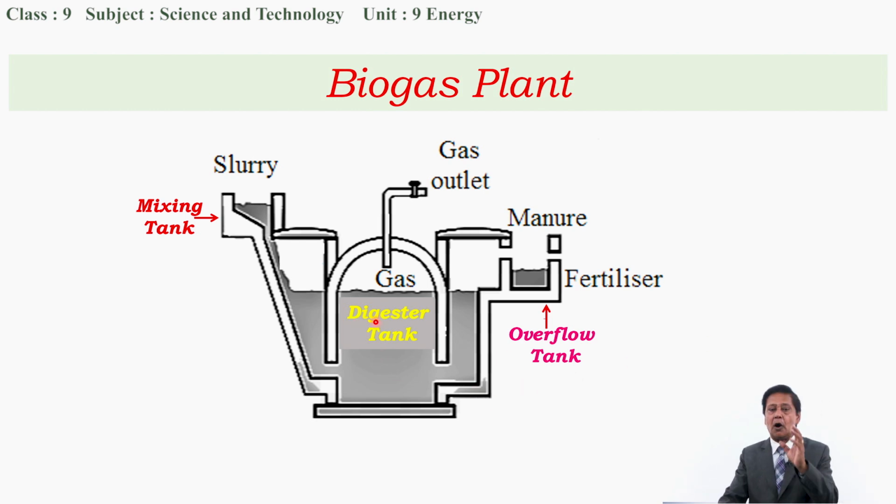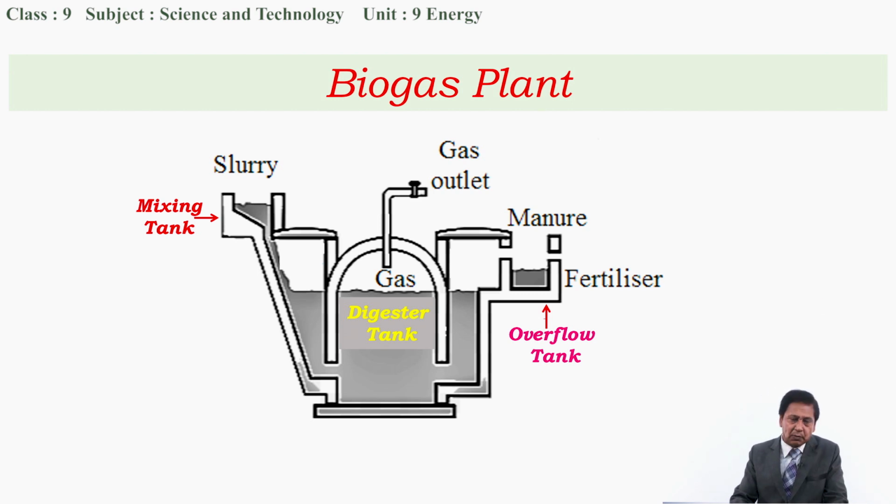Now the slurry of animal dung and water which is collected in this overflow tank can be used again as a fertilizer because it contains important constituents, nitrogen and phosphorus, which are very good for the growth of plants. And this way the biogas plant produces gas. Not only gas, it gives us fertilizer also.